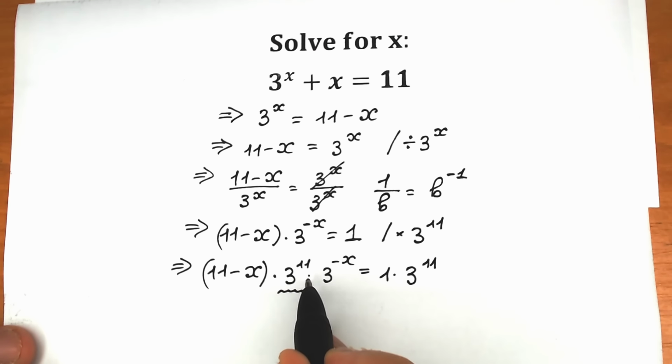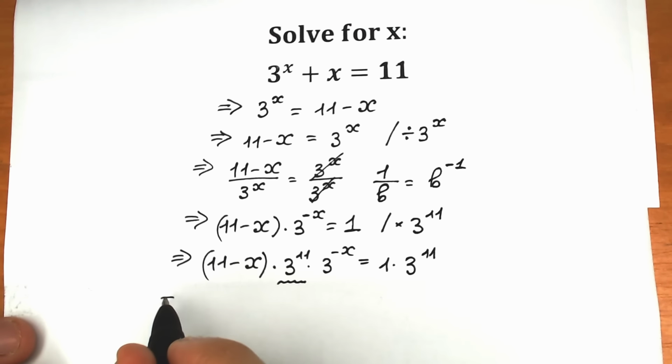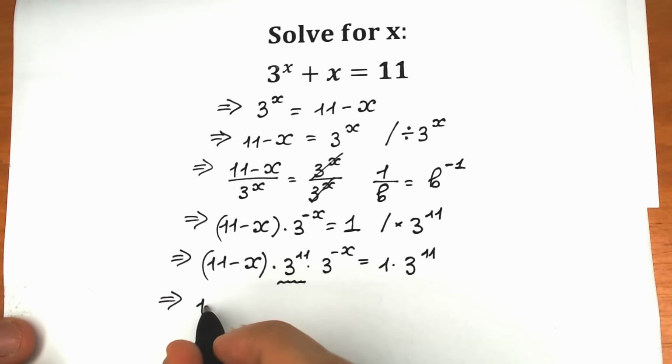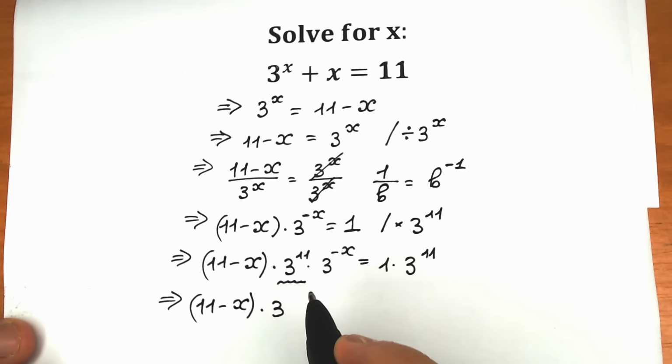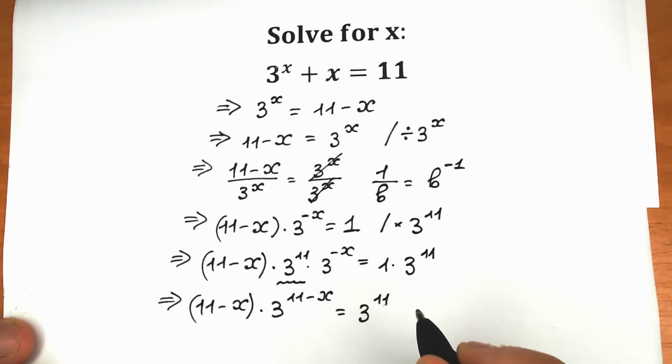Right now, we have the same basis. As a result, if we have multiplication right here, we can easily add our powers. So I hope you know this school property. If we have the same basis and multiplication, we can easily add our powers and write it in one base. So as a result, 11 minus x times 3 to the power 11 minus x equal to 3 to the power 11. Right now, I hope you see why I do this, because right now we have 11 minus x right here and 11 minus x right here as a power.